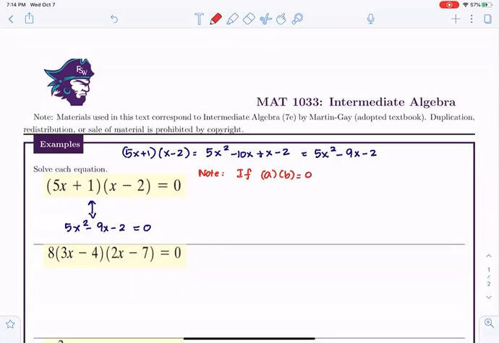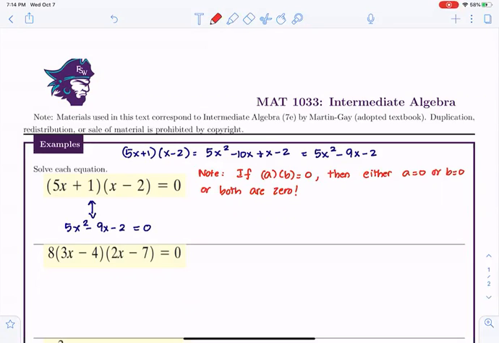if a times b is equal to 0, then either a is 0, or b is 0, or both are 0. So where a and b are some numbers. So if I multiply two numbers and I end up getting 0 as the answer, then either one of them is 0 or both of them are 0.